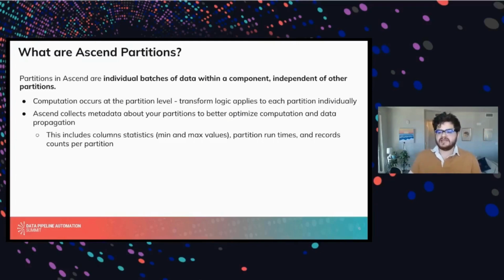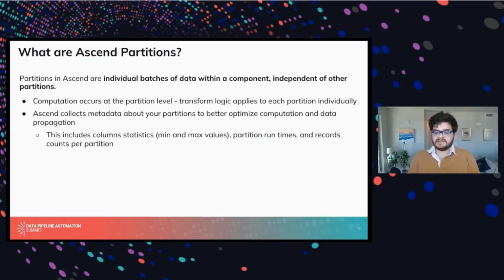This is great when you have transformations that are doing any row-wise operation, and works in most use cases. But when you get to something like an aggregation, like you want to get the max value of a column, then maybe you don't want to do partition-wise operations, and you want to carry out your transformation logic over the entire data set. So that's where repartitioning logic comes in with Ascend.